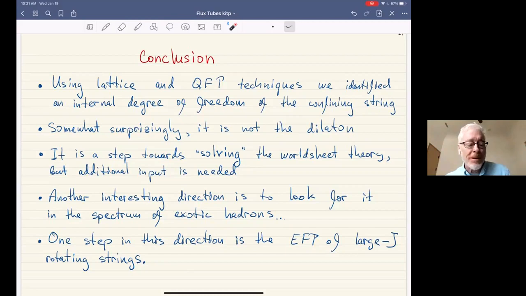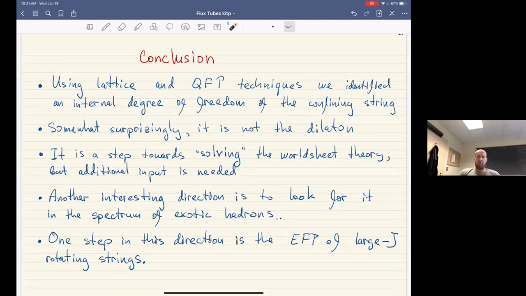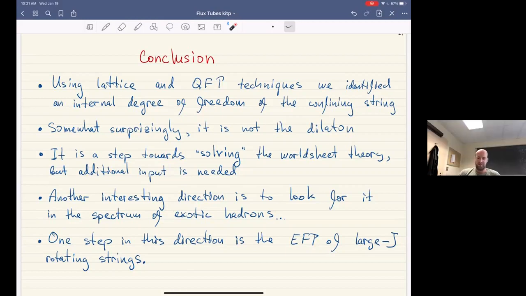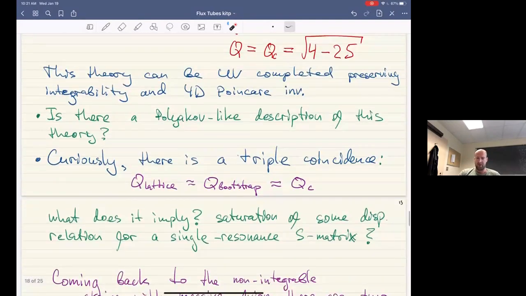So Ofer, go ahead. Yeah, I have a very quick question. What's the width of this axion particle? Yeah, in mass units, it's small. It's maybe less than 20%, I think. And then, as I said, the width is what determines this coupling, some dimensionless coupling. But it is a relatively narrow resonance.